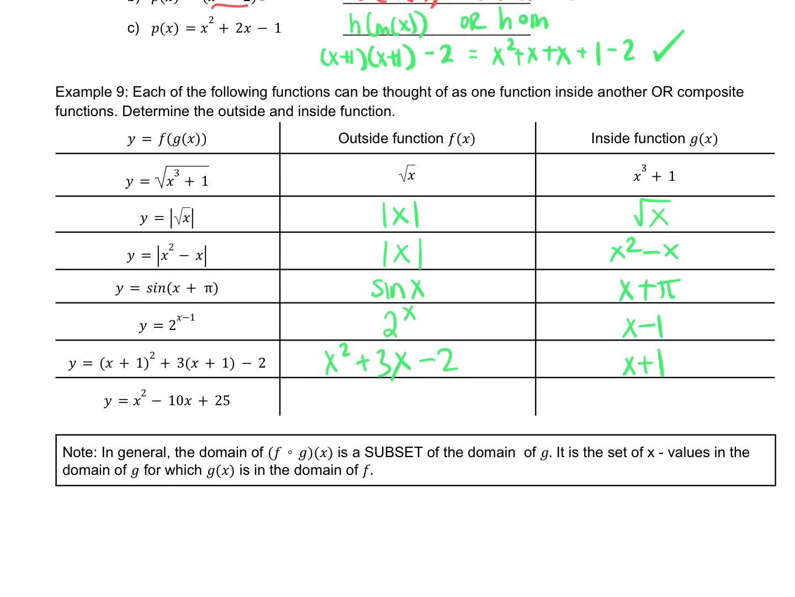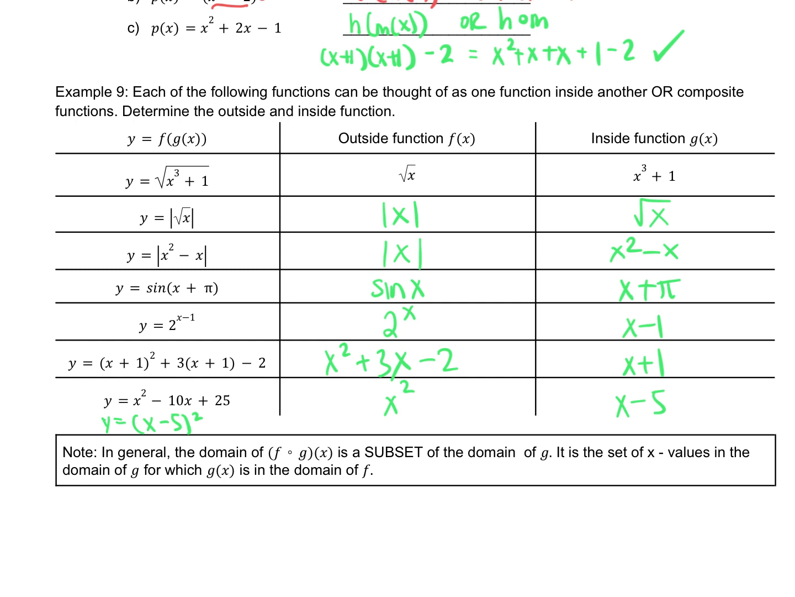And finally, y equals x squared minus 10x plus 25. It may not look like there's an inside or outside function here, but if you were to factor this, so x times x to get x squared, negative 5 times negative 5 to get 25, you would say that these two expressions are equivalent. And when you write it like this, well, now it looks like the outside function is just the x squared, and the inside function is that x minus 5 inside the bracket.